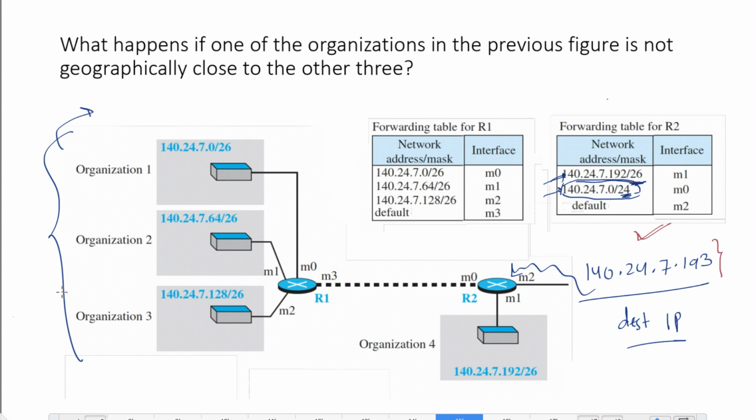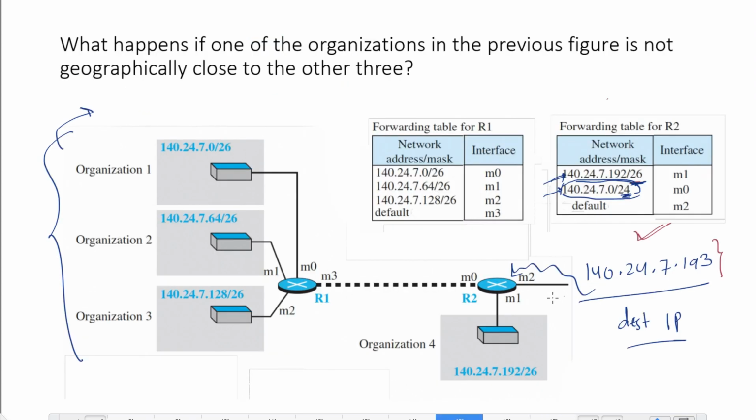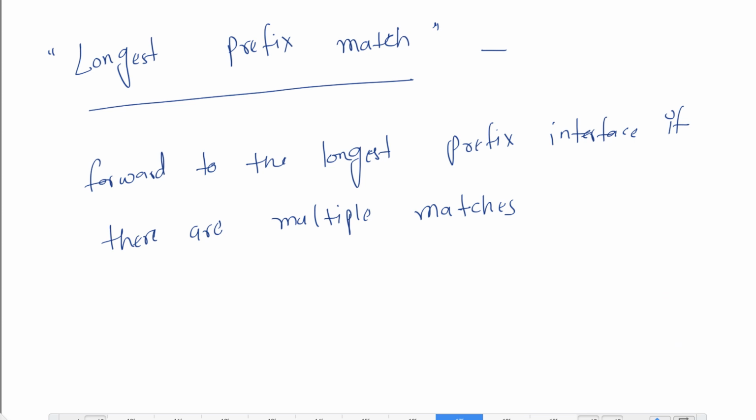And that's how we are doing supernetting also, and we are avoiding the confusion. See, this 26 is more precise and 24 is basically some broader set. That is why we are applying the longest prefix match rule. And this rule says that if there is a confusion, then always forward to the longest prefix interface if there are multiple matches, right? That is why this packet will get forwarded to M1 only. I hope you got it.